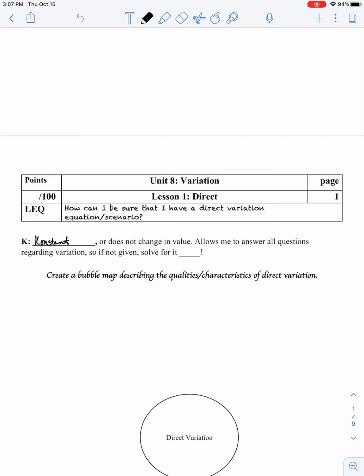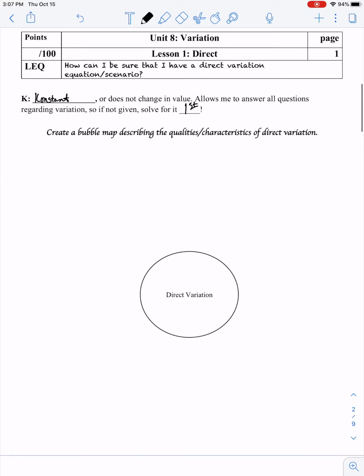Again, 90% of the questions you're going to be solving for variation. So if you're not given it, solve for it first, okay? And again, that goes for any type of variation we do.